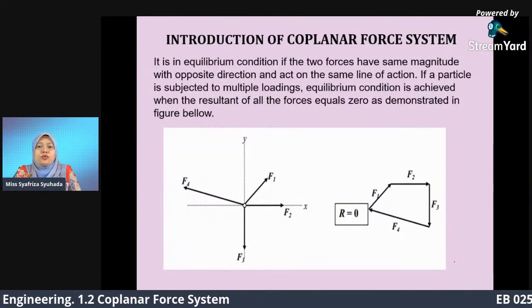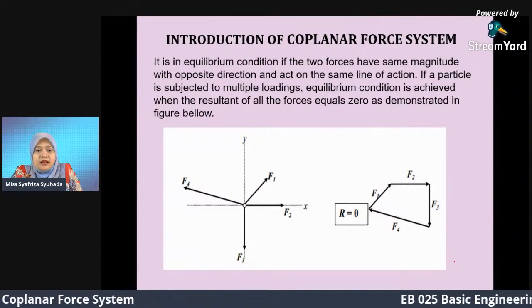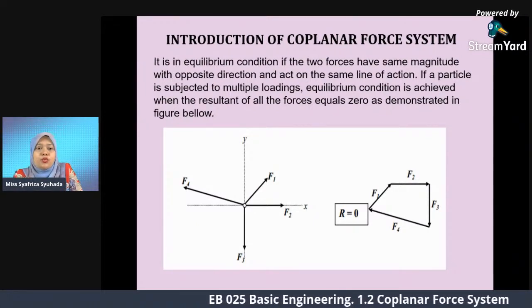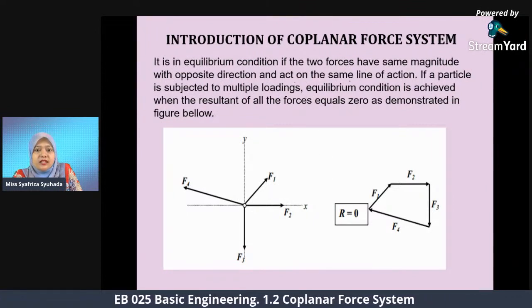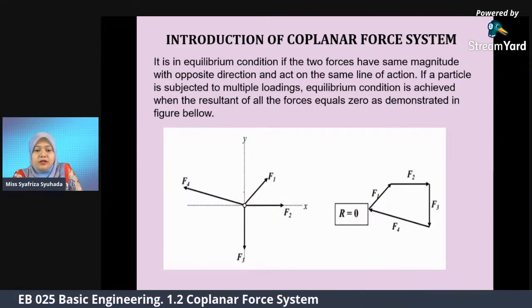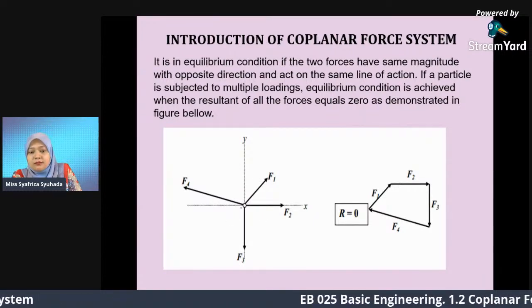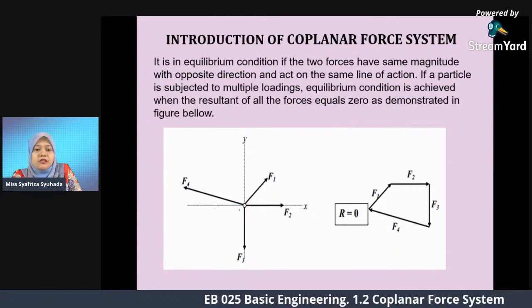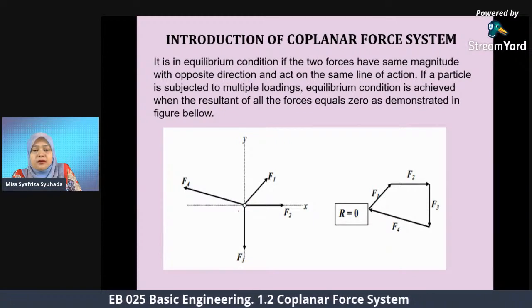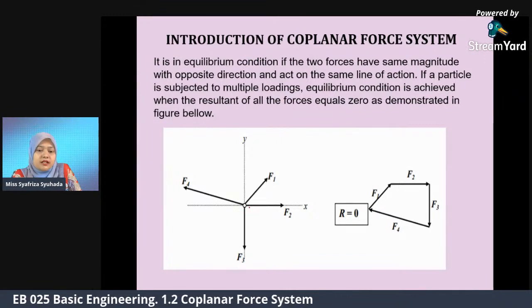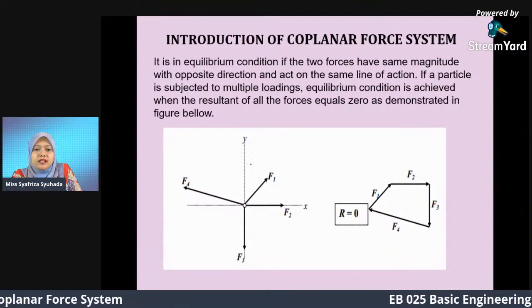Okay, introduction of coplanar system. As we know, it is an equilibrium condition of two or more forces that have the same magnitude with opposite direction at the same line of action. For example, in this picture, we have F1 until F4. Maybe same direction, maybe same magnitude and so on. But in this picture, we have opposite direction, but same plane. It's a particle subject to multiple loading.